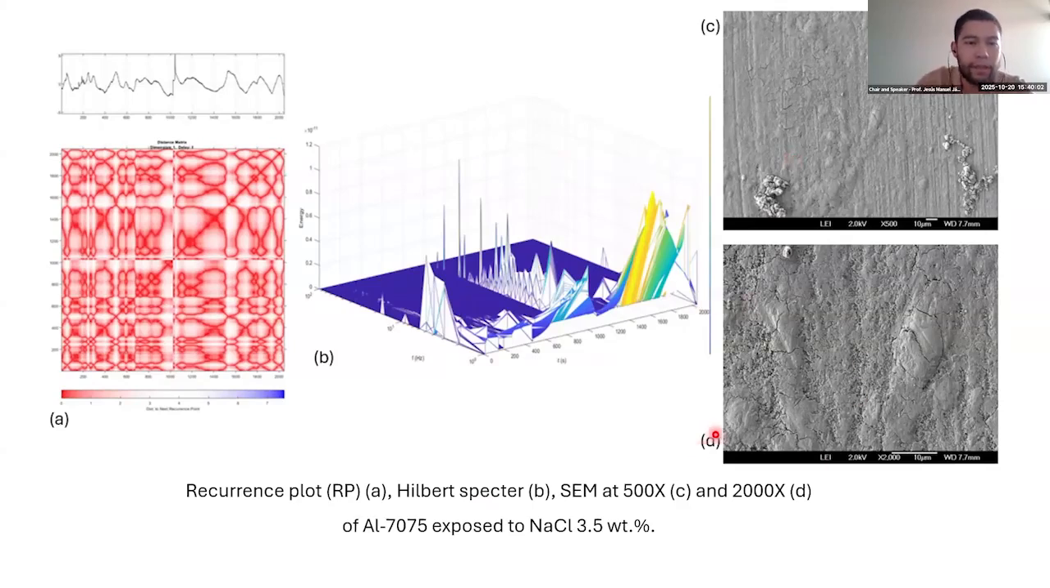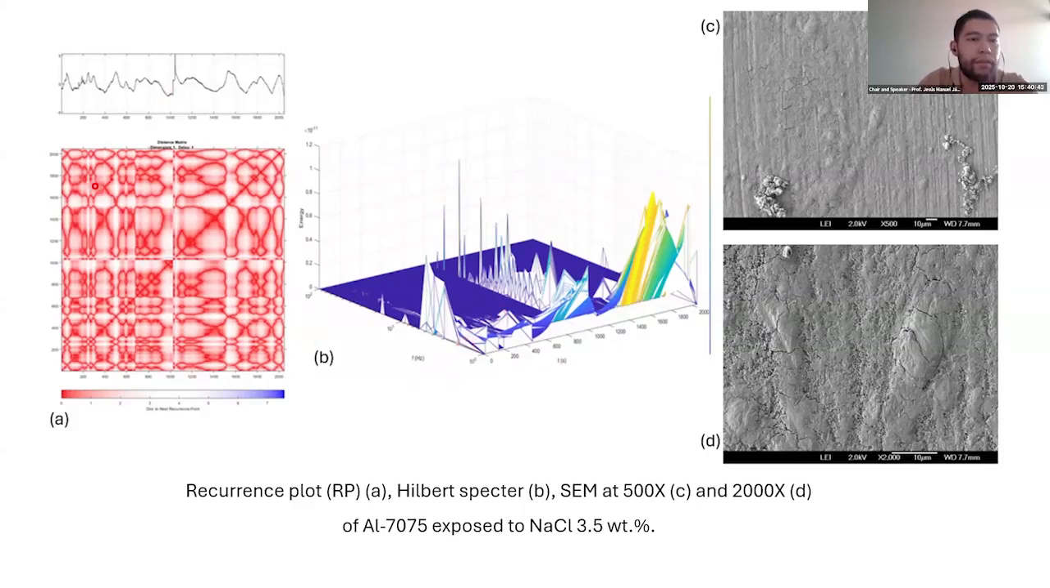with the micrography. This is the sample without coating, exposed to sodium chloride. In the figure, you can see that a non-homogeneous or heterogeneous oxide was generated in these zones. It can be observed in this figure because we have energy at low frequencies. It indicates that a localized corrosion is occurring.